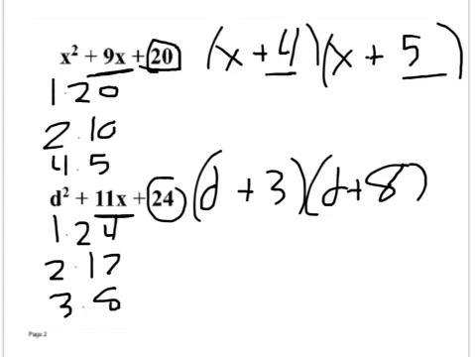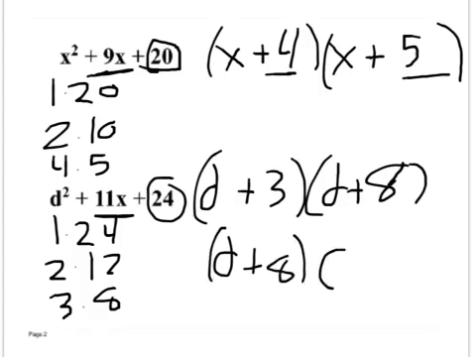Oh, 24. I thought it was 20. What if you flip it? No, it would not matter. You could do d plus 8 times d plus 3. Because if you FOIL this, what would you get? D squared plus 11d plus 24, right?